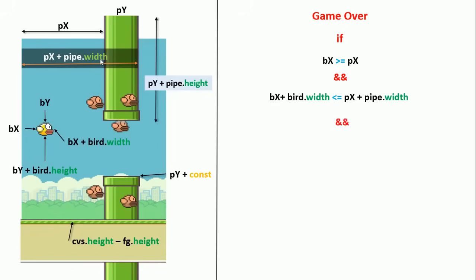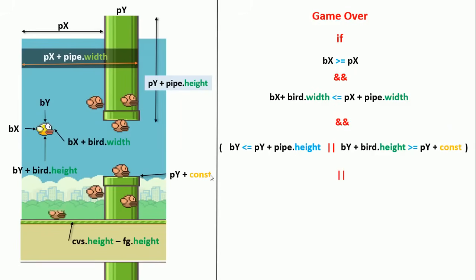and if in this case the bird y position is less than the pipe y plus pipe height, or for example in this case if the bird y plus bird height is greater than the pipe y plus the constant. And the last one we will see, or if the bird y plus the bird.height is greater than the canvas.height minus the foreground.height.